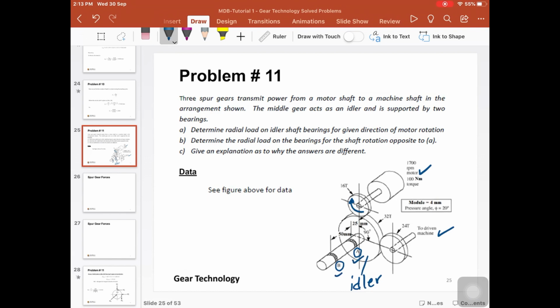Okay. So determine also the radial load on the bearing for the shaft rotation opposite to A. So if the motor here started to rotate in the counterclockwise direction, what would the reaction forces on the idler gear be? And give an explanation of why these 2 answers are different, okay?